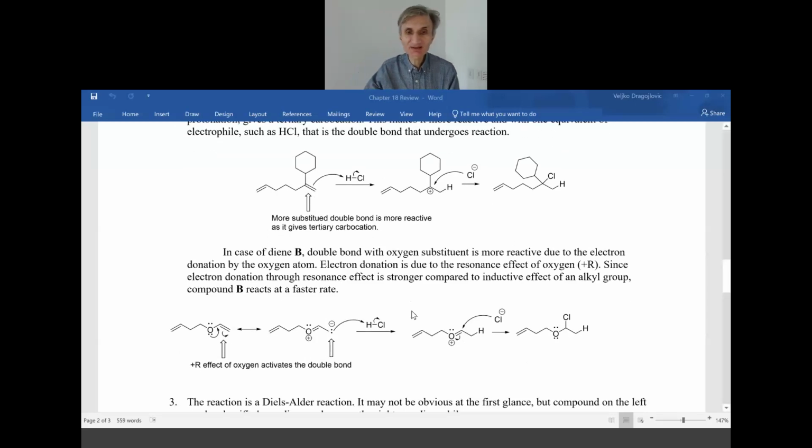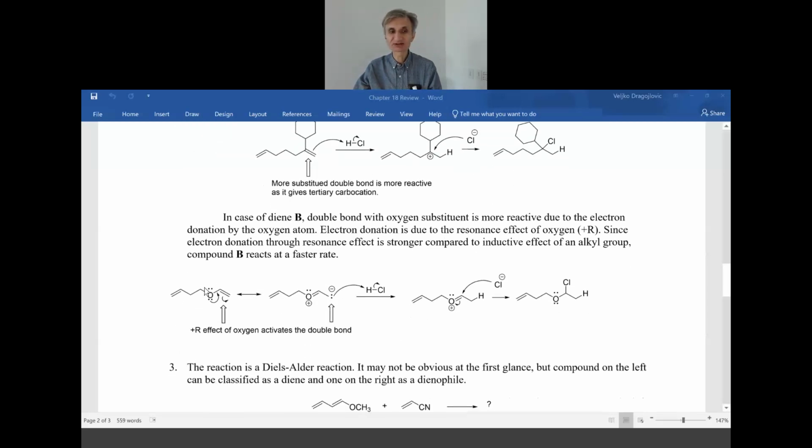In case of diene B, we have oxygen as a substituent on one of the 2 double bonds. And so that double bond with the oxygen substituent is more reactive, because of the electron donation by the oxygen atom through resonance effect. So that's the positive resonance effect, plus R effect of oxygen. And resonance effect is much stronger than that of an alkyl group.